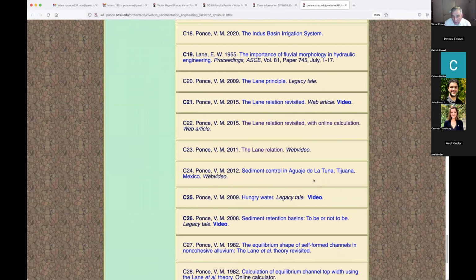So I have four more papers, or items, that I wanted to cover. Let's move on to the next one: sediment control in Aguaje de la Tuna, Tijuana, Mexico. This is the one that I was talking to you about, where I videoed this with my Mexican friend, engineer Alberto Castro, who has quite a reputation as a hydrologist and civil engineer out there in Tijuana.